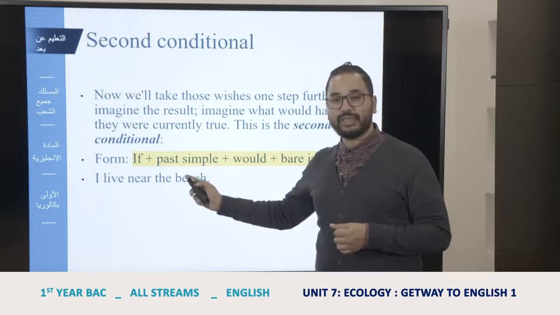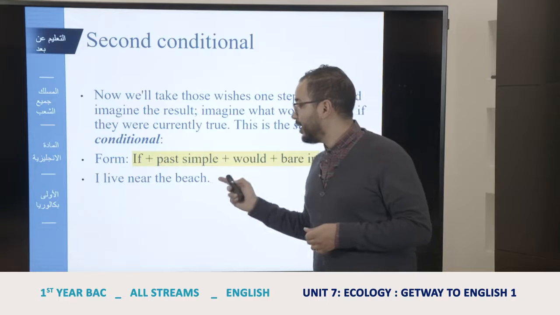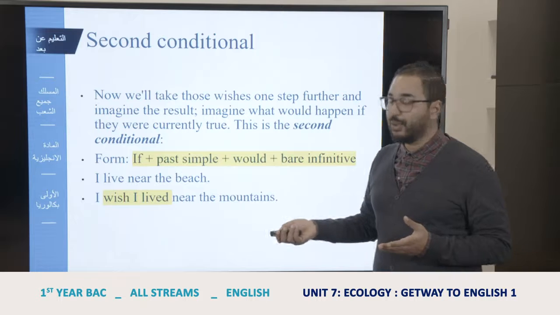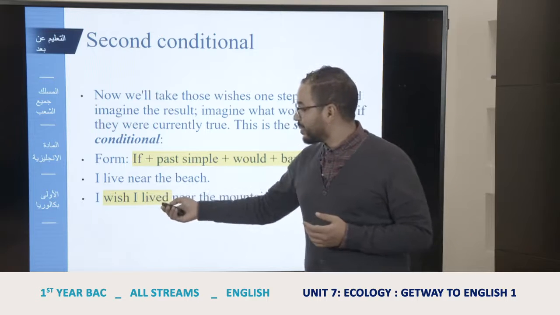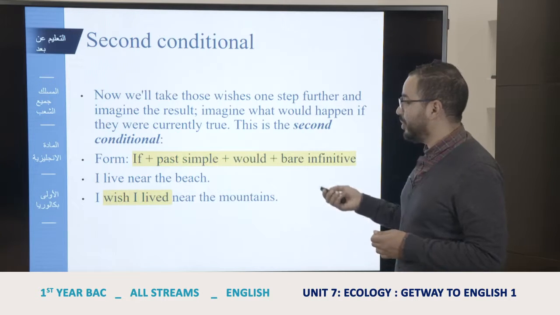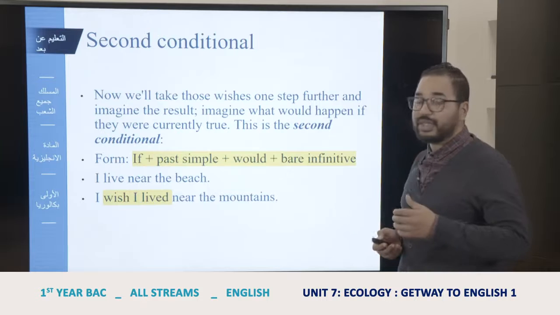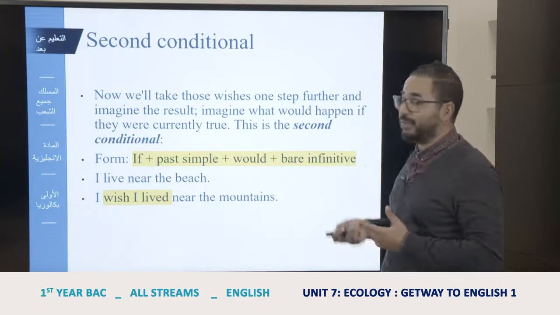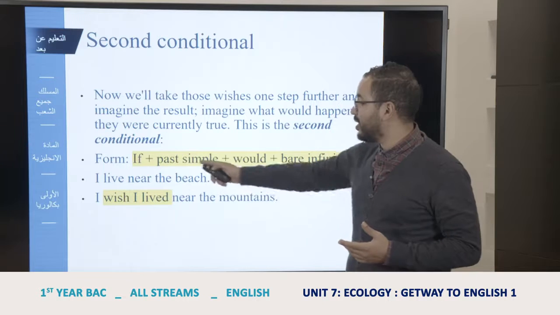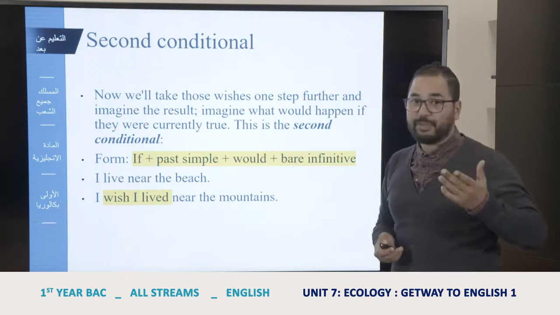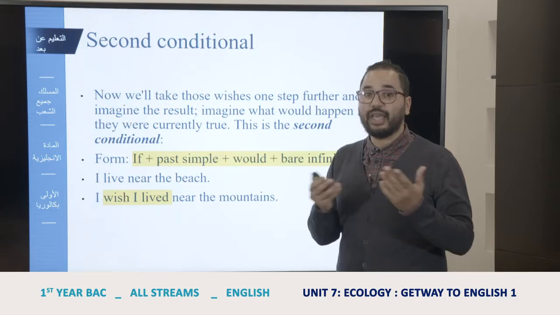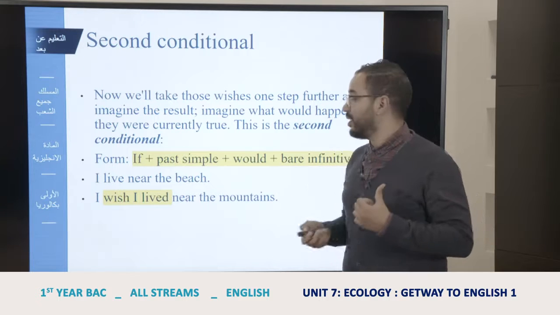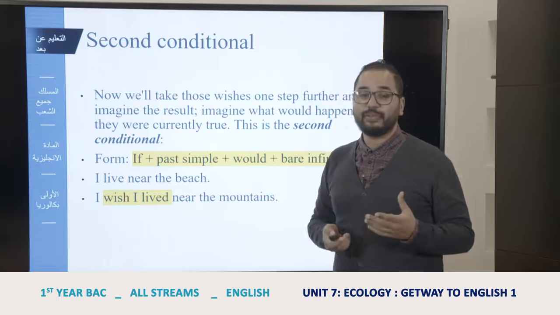So if you still remember this example, I live near the beach. If I want to express my wish, I express it like this, as you know: I wish plus past simple. I wish I lived near the beach. But if I want to imagine other things, or imagine what would happen, I can use this form. So I use the past, but the situation is unreal, and I mean the present. I don't mean the past even if I use it. That's why we call this past unreal past.